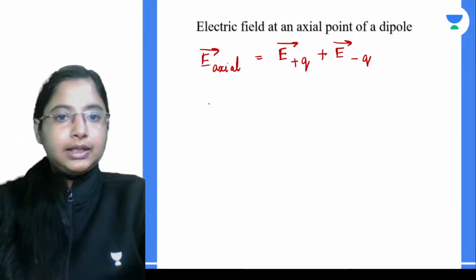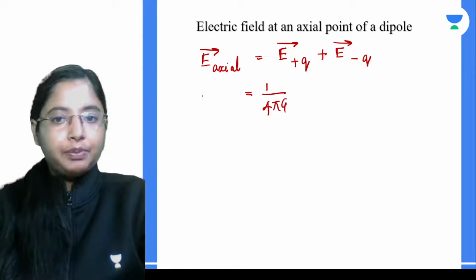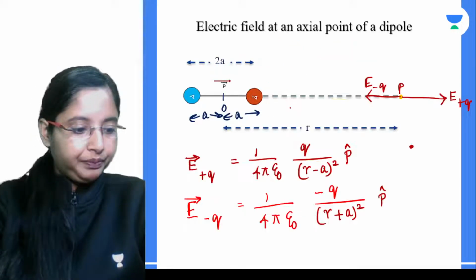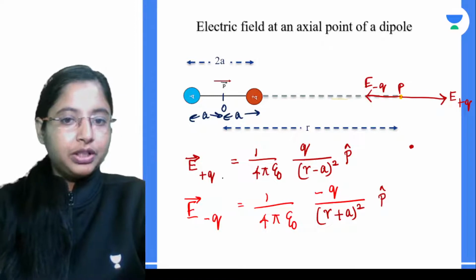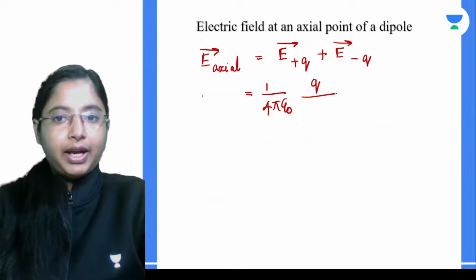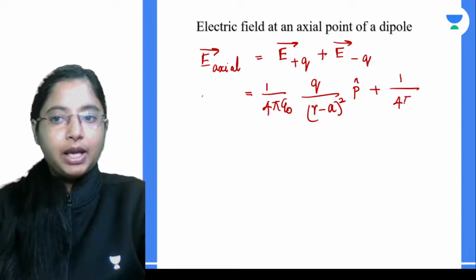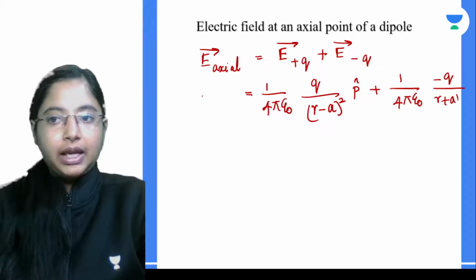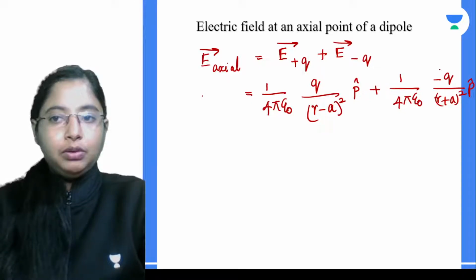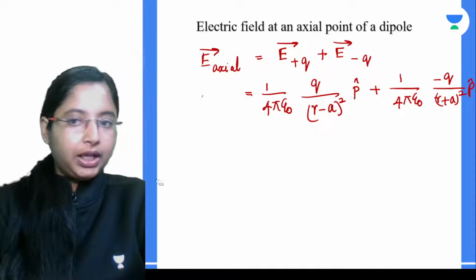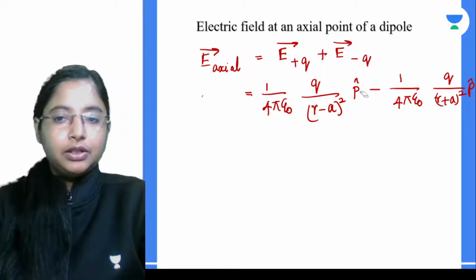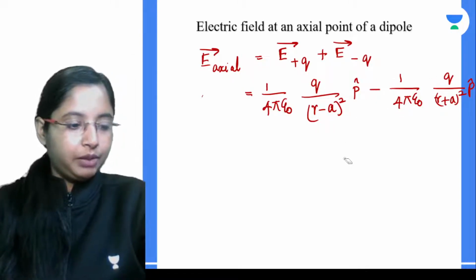Now let's substitute that in this equation. We have 1 by 4 pi epsilon naught, for the positive charge, Q divided by (R minus A) the whole square into P cap, plus 1 by 4 pi epsilon naught, for this charge over here, minus Q divided by (R plus A) the whole square into P cap. Now the minus is over here, we can bring it out, so this positive sign would tend to become negative.